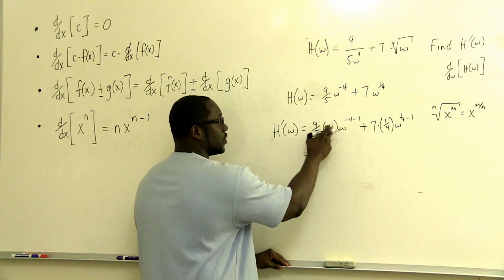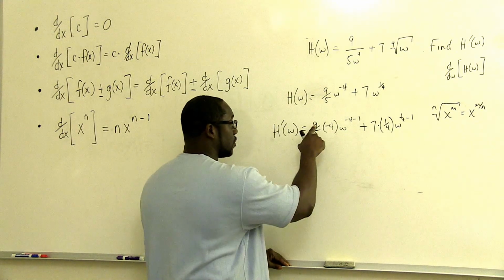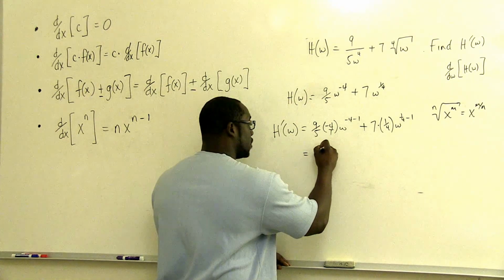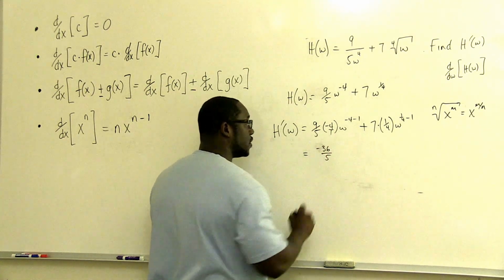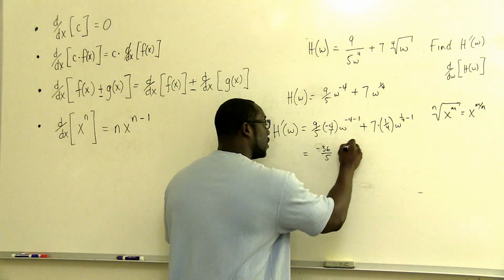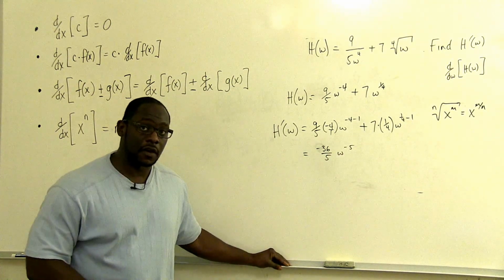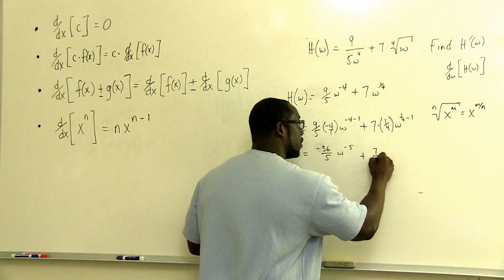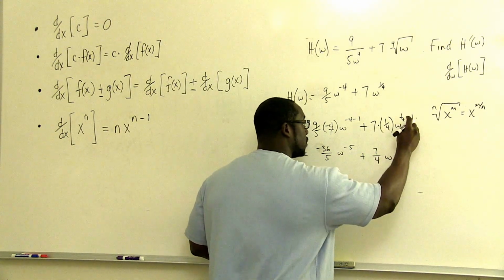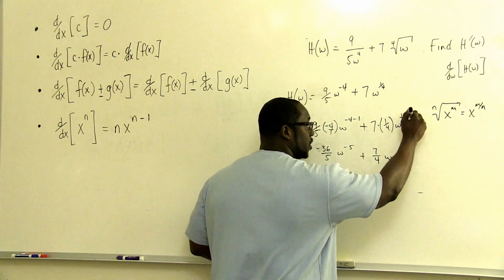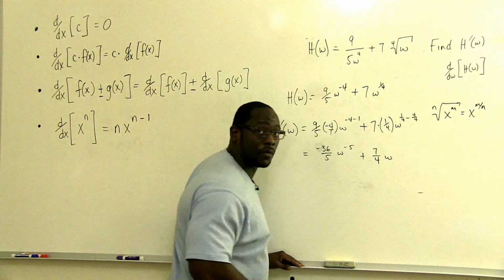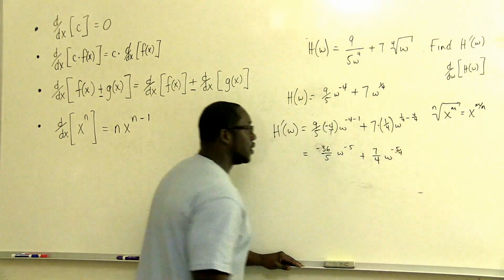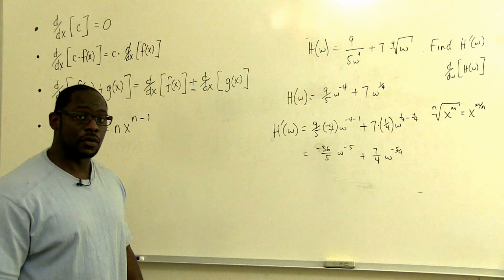So here, there's nothing that can simplify, so we're just going to multiply numerator with numerator and denominator with denominator. So this would be negative 36 over 5, w raised to the negative 5. And then our next term, we have 7 over 4, w raised to the, here we know that we can change the 1 to 4 over 4. And now we have w raised to the negative 5/4.